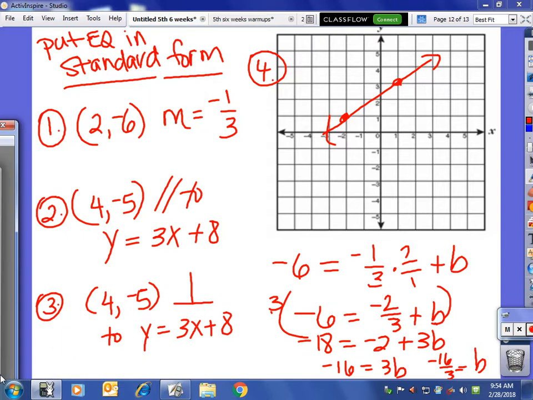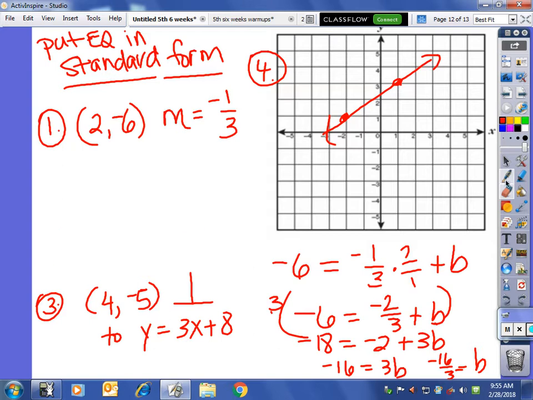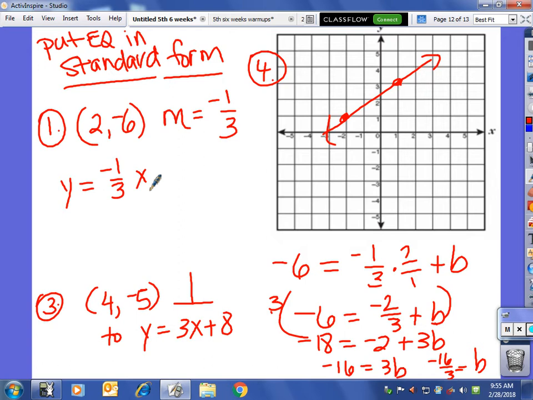Now, if we were doing slope-intercept form, we would be done, or almost done. The answer is y equals negative 1/3 x minus 16/3. But what did I ask you to do? One step further and put it in standard form.